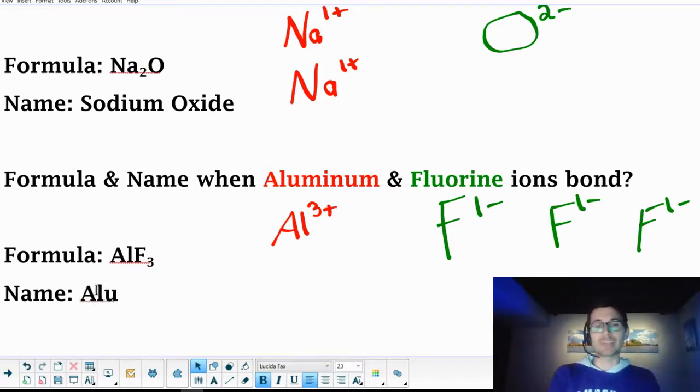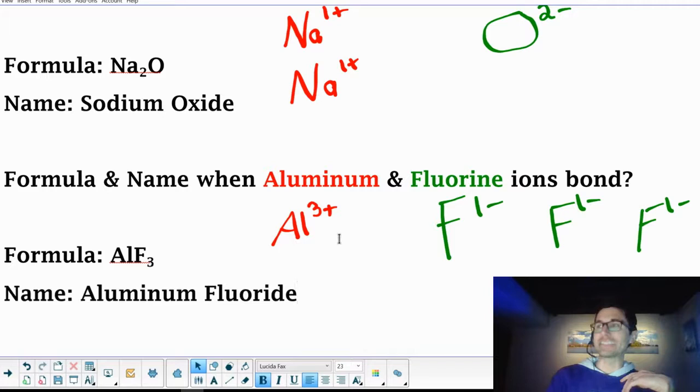The name of this, again, we just named the metal first, aluminum or aluminium if you're from Europe. The second element is fluorine, but we end them always in "ide." The ides have it. So aluminum fluoride, that is this compound. Cool.